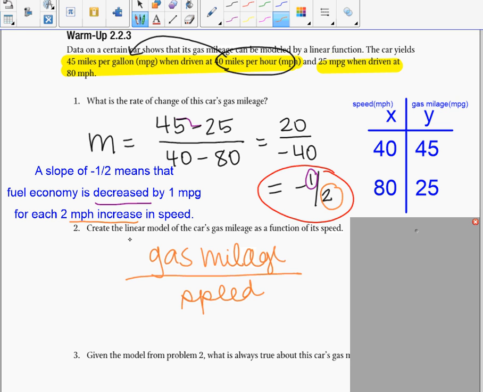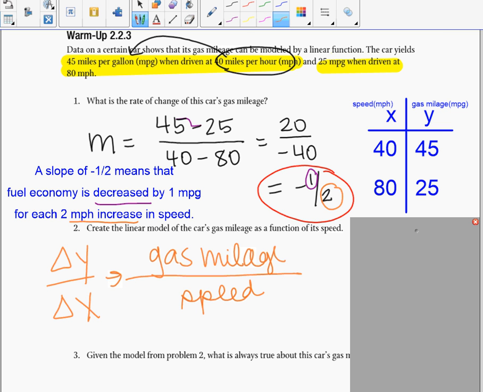So that's where this sentence comes from. If you are losing 1 mile per gallon, that means your speed is increasing by 2. So you need to make sure you know what is your y and what is your x, since this is change in y over change in x. So in this case, it's as the gas mileage changes over how the speed changes.